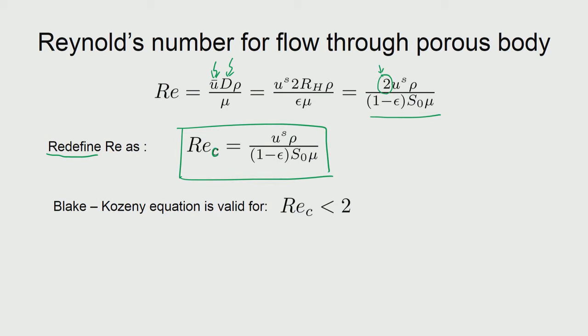So, the Reynolds number for a porous body is given by this expression, and the results that we have seen till now, that is the Blake-Kozeny equation, is valid when the Reynolds number with the new definition is less than 2, which you can see is 1000 times lower than the Reynolds number for a pipe flow. So, definitely our model that we have applied is applicable only when the flow is very slow. The moment it increases, our model does not seem to work. Okay.